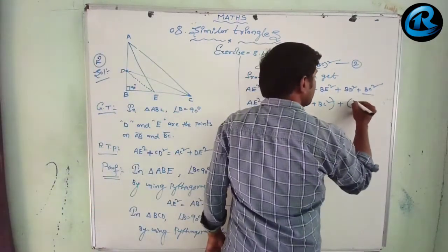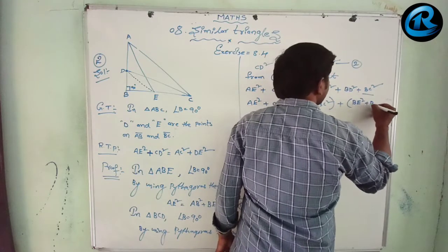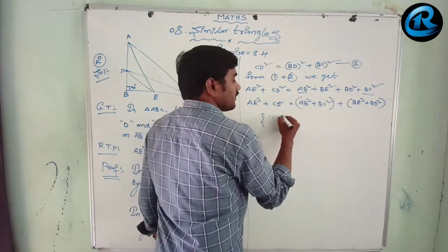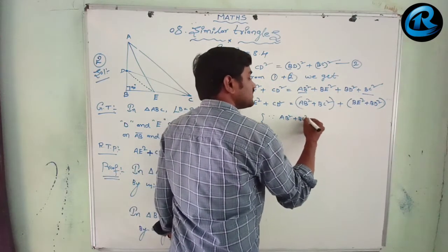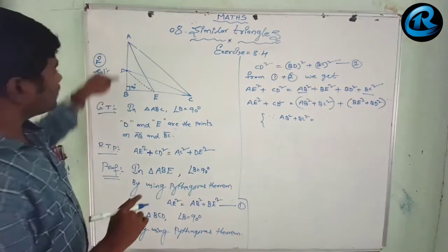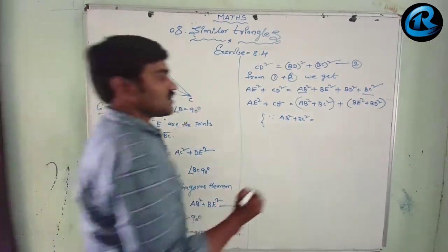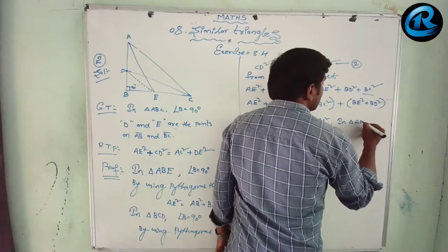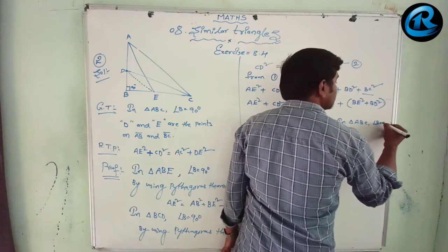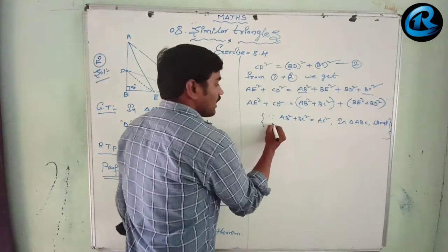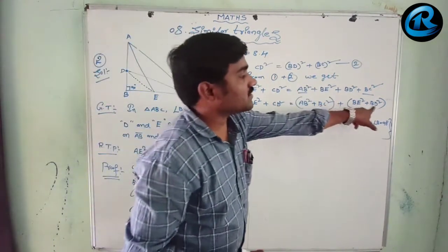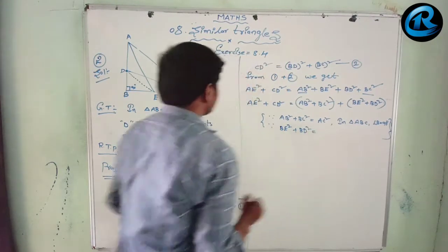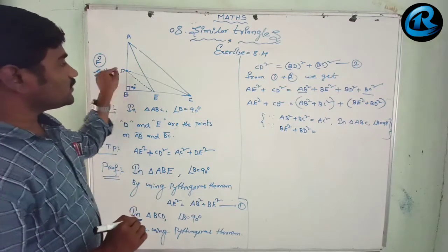So let us have the remaining two. BE square plus BD square. Now we can write here, AB square plus BC square equal to AC square. In triangle ABC, angle B equal to 90 degrees. Now the one more, BE square plus BD square, where BE square plus BD square equal to DE square.